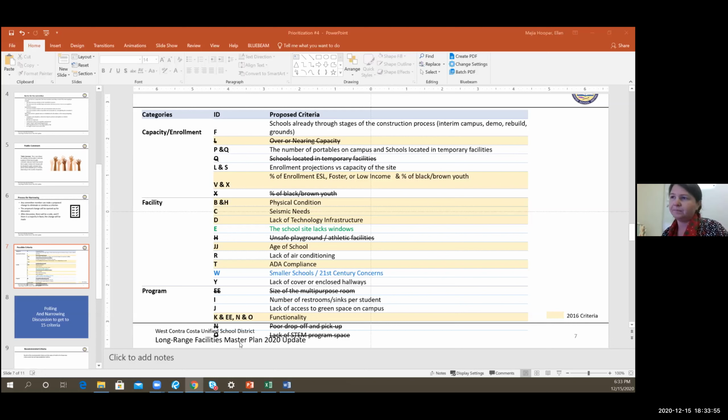Windows is combined with air conditioning to talk about ventilation. Does anybody have an objection to that? And it's also combined with green space and view windows. So it's combined twice. Seems like it can be. It's not its own category any longer. Right. Is that everybody else's understanding? Do I have any objections?